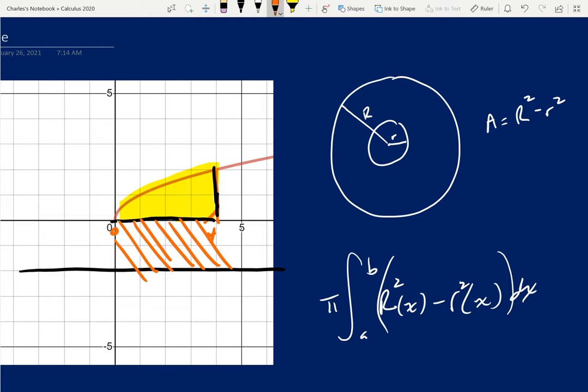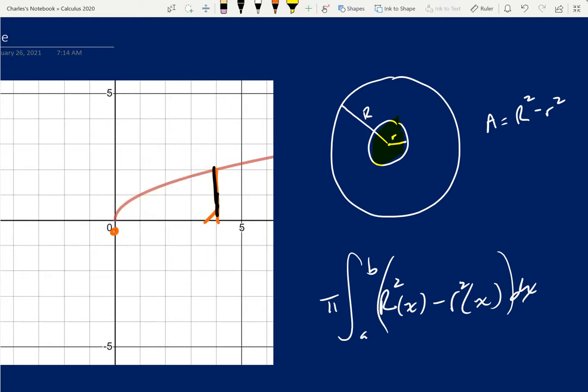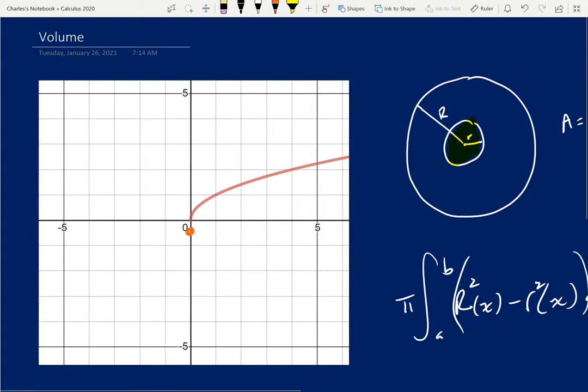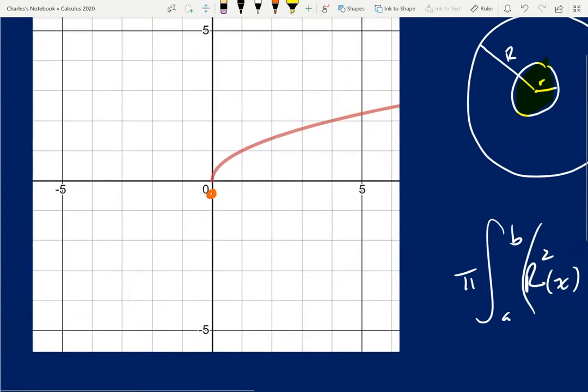I'm going to get a washer. That's what this space, the hole inside the washer, is. So you need to use the washers when you have that, and you need to use the discs when you have that. Now, what's going to happen today is, so far we've been rotating them around a horizontal axis.